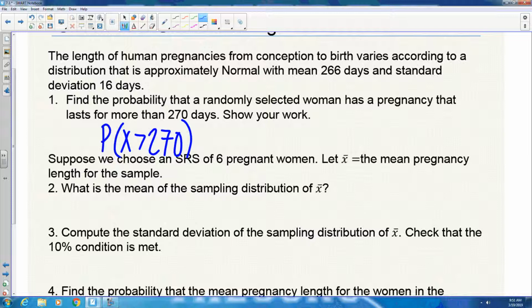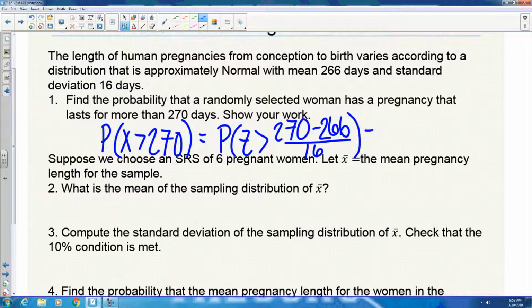And then we can turn that into a Z score. X minus the mu, which they gave us, is 266, over the sigma they gave us, is 16, which turns into a Z score of 0.25. And we get the probability after subtracting from 1, since this is greater than, we get a probability of 0.4013.